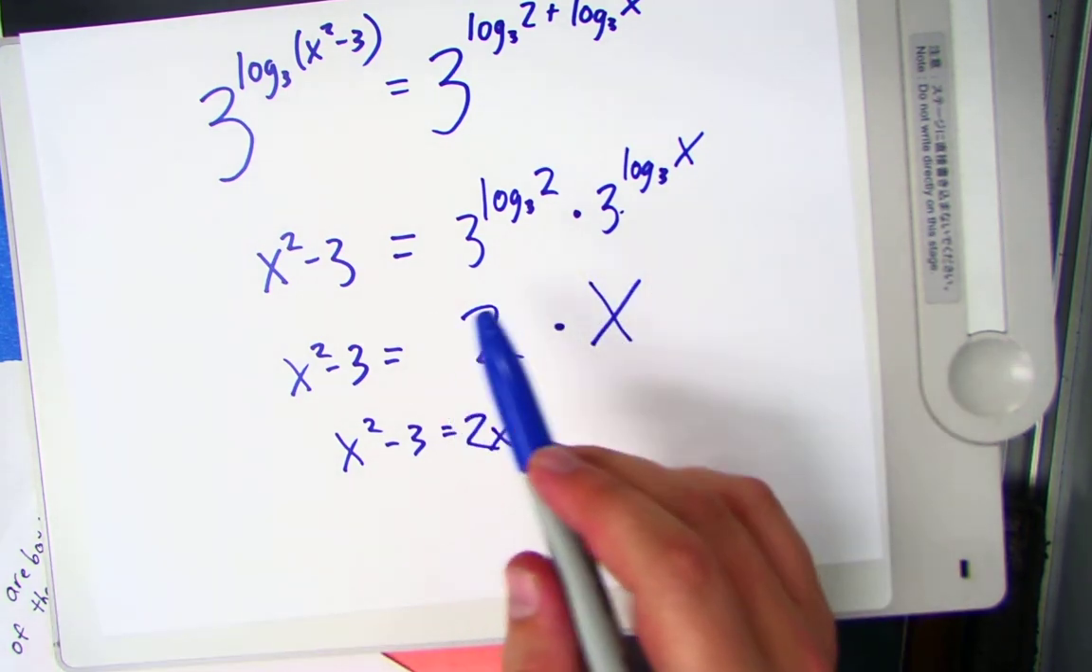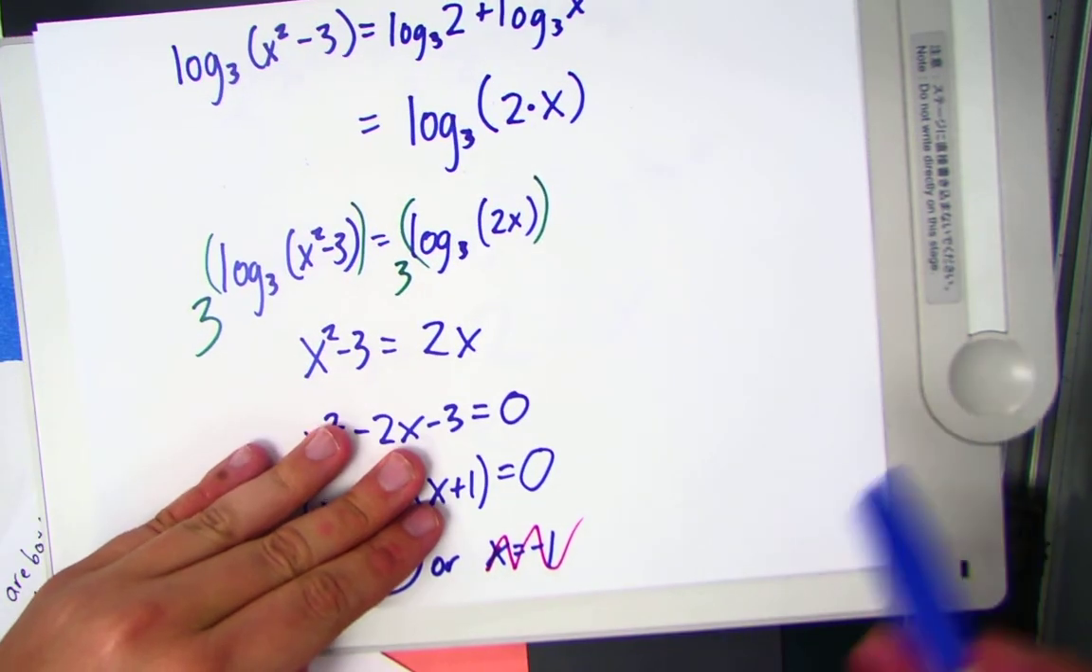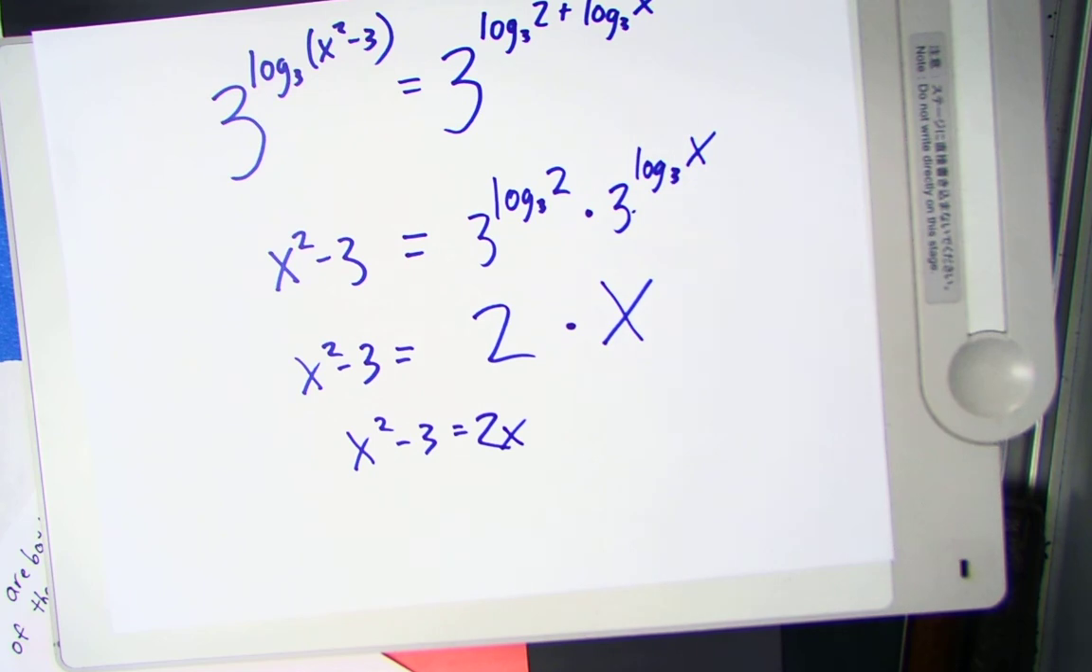Just this was not necessarily as friendly as this. But it's the same thing. I get the same answers. One of them is going to be right, which is x equals 3. One of them is going to be extraneous. That was x equals negative 1. Those are my solutions. Or solution. x equals 3 is my solution.